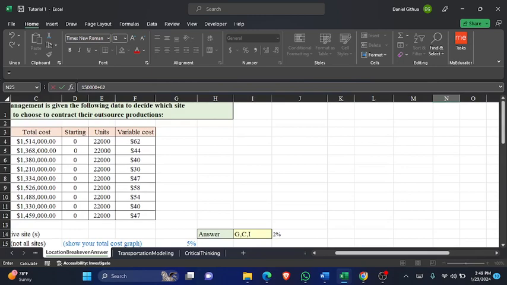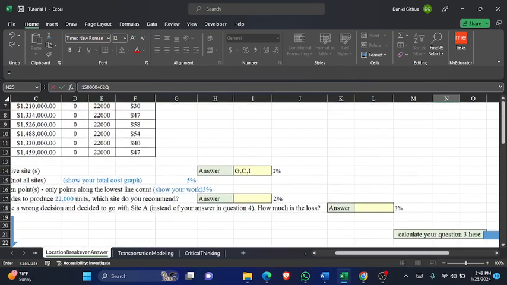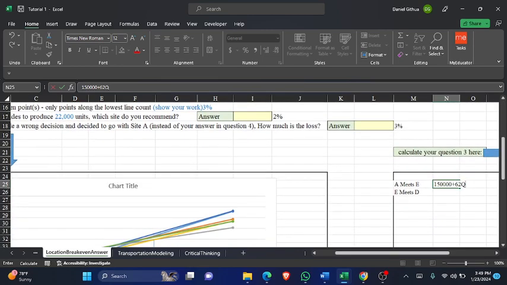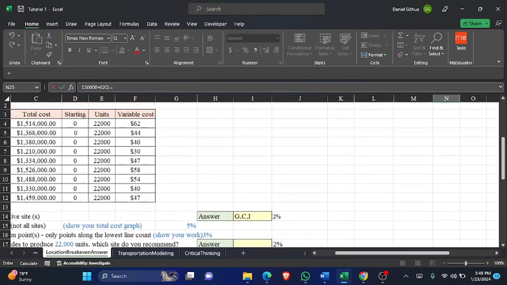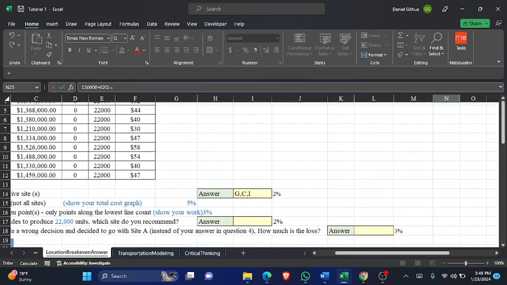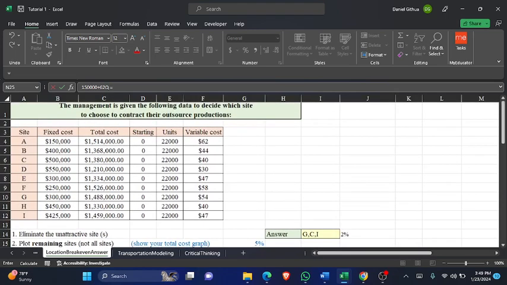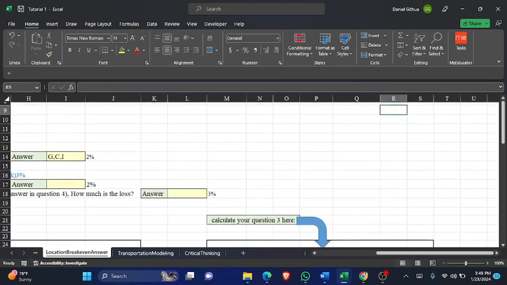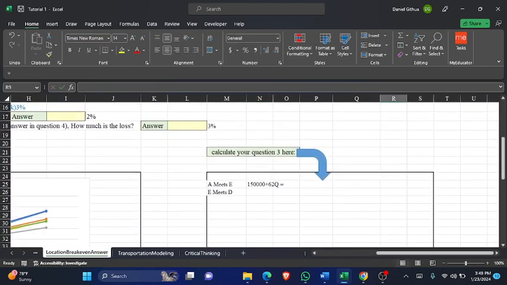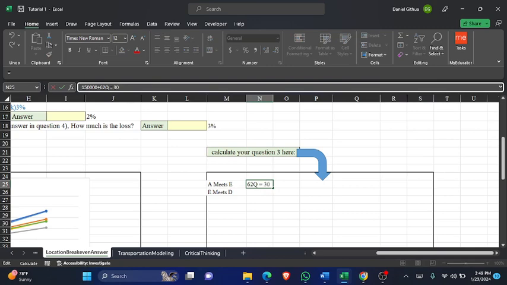Variable cost is 62 times quantity, which is the unit, must be equal to the fixed cost of E. What are the fixed costs for E? It is 300,000 and the units are 47. So they are equal to 300,000 fixed cost for E plus the 47 quantity. That is it.